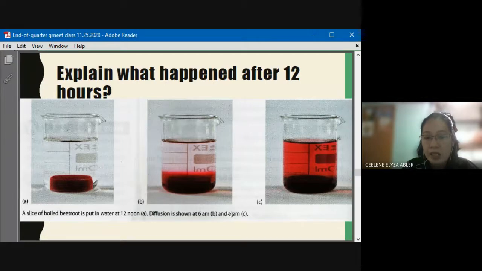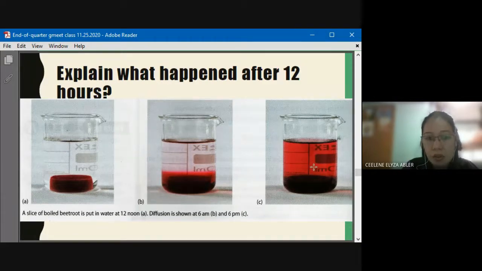And later at 6 p.m., which is 30 hours later, napuno niya na yung beaker ng kanyang pigment. So this is diffusion through water as your medium. So sino ang nag-diffuse at this na part? So diffusion actually, na ito siya na is actually referring to the solutes here. Ito siyang nakikita mo, yung solute mismo.